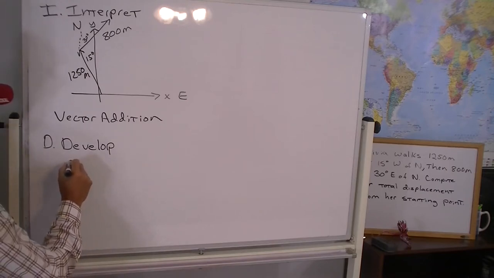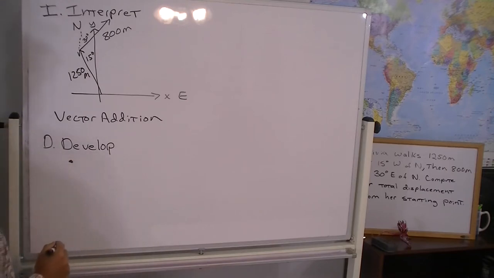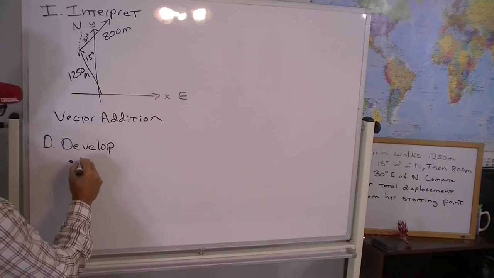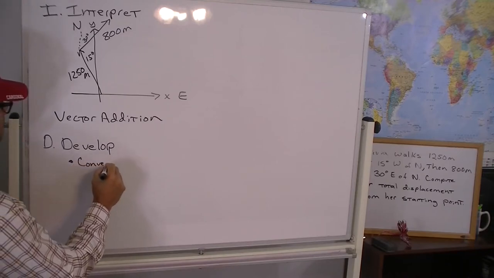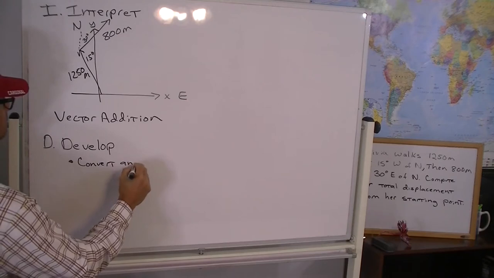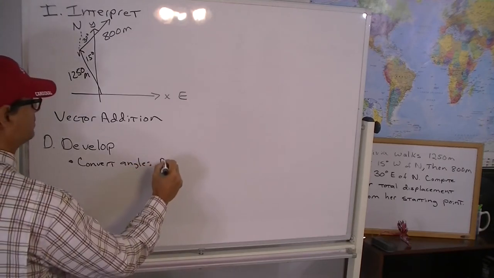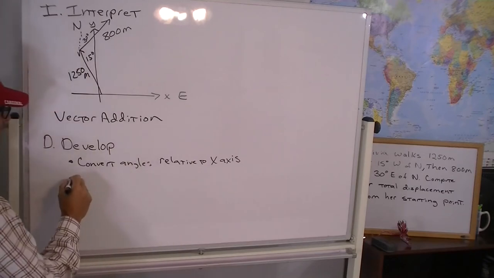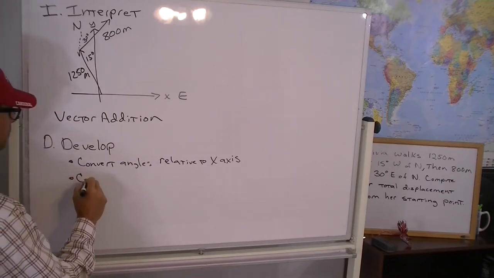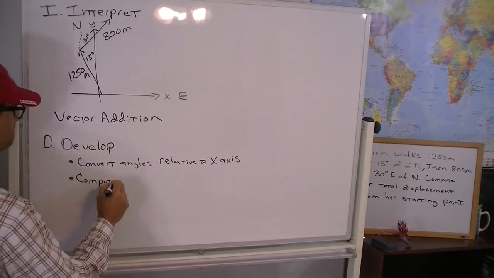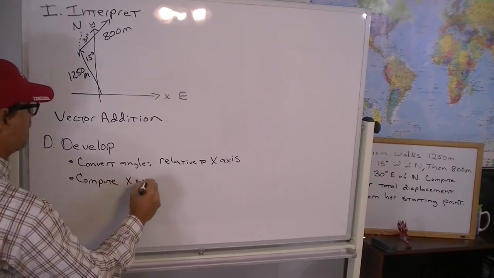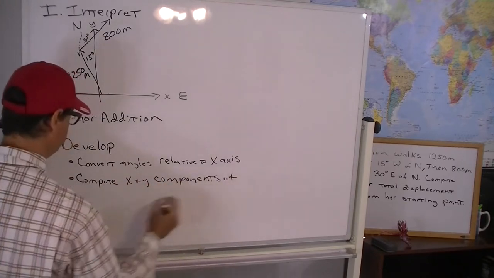So one thing we need to do, and I like to write down a bullet point plan, is we need to convert angles to the angles relative to the x-axis. And that's because the next step is to compute the x and y components of each vector.